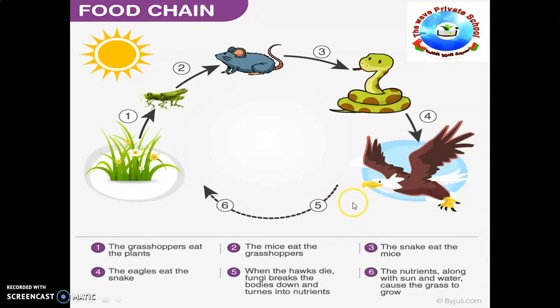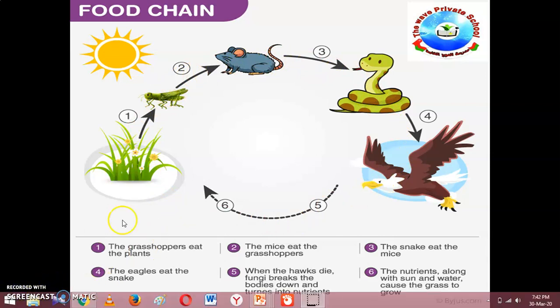They are called decomposers. We will talk about this topic in later classes. Okay, so when they die, it will again go to the plants. The nutrients, along with the sun and water, cause the grass to grow. So in this manner the food chain is occurring. In the environment you can see not only these types of animals and birds. We have many types of animals and birds, and also many food chains.